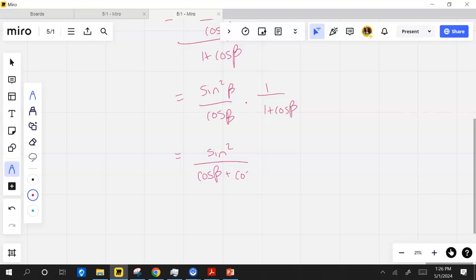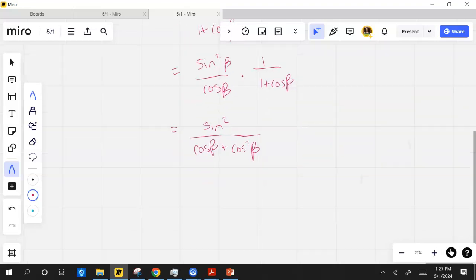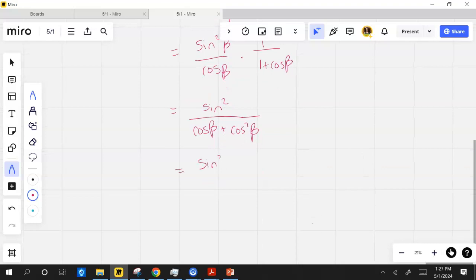You can do another variable if you like. Am I getting anywhere with it? I'm going to split this fraction. Nope, that's not going to do me any good. Psych. I'm not stuck yet.